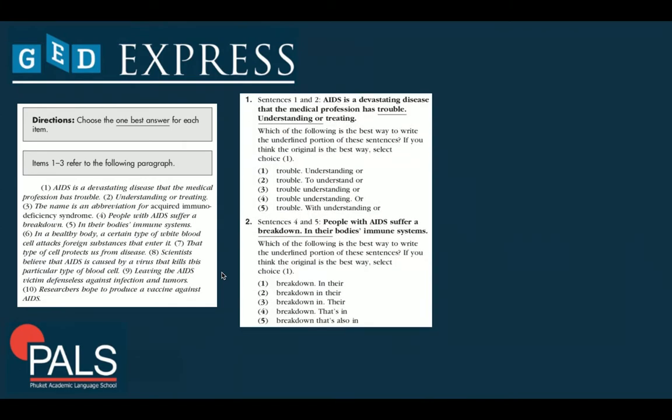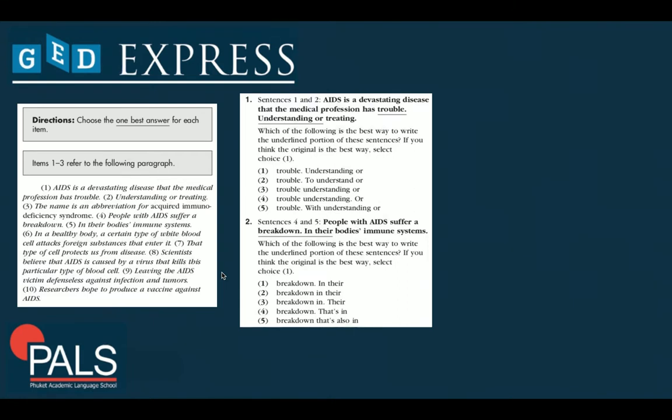Let's check out the questions. Sentence number 1 and 2. AIDS is a devastating disease that the medical profession has trouble understanding or treating. There's a full stop there. Which of the following is the best way to write the underlined portion of these sentences? If you think the original is the best way, select choice 1. Give you a few seconds there as usual, or you can pause the video and try to figure it out as best as you can. No pressure. Sorry, I got a bit of the sniffles today.